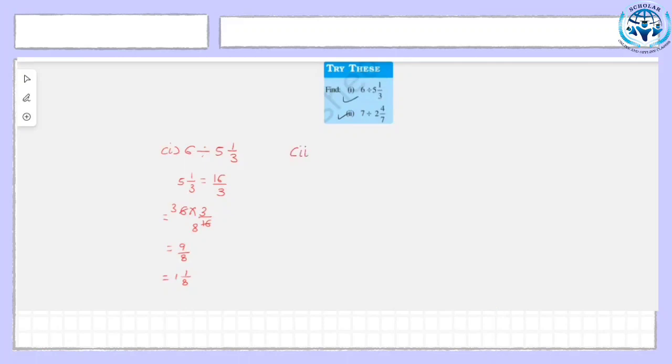Second, 7 divided by 2 4 by 7. 2 4 by 7 is equal to 7 2s are 14, 14 plus 4 is 18, 18 by 7. 7 multiplied by 7 by 18 is equal to 49 by 18. 2 13 by 18 in the form of a mixed fraction.